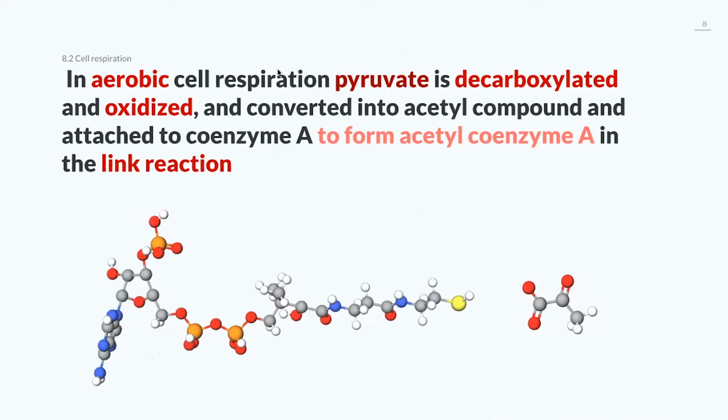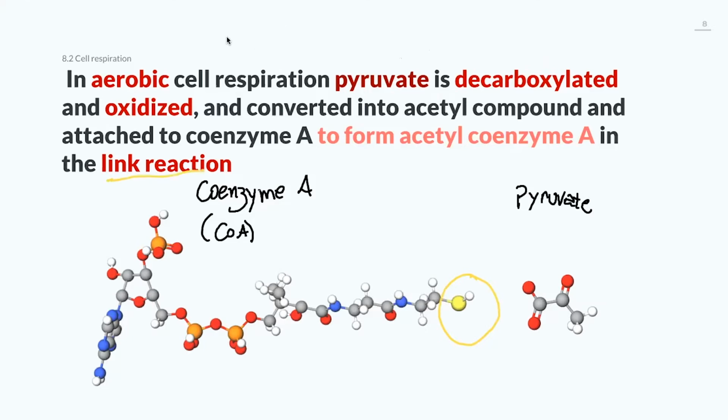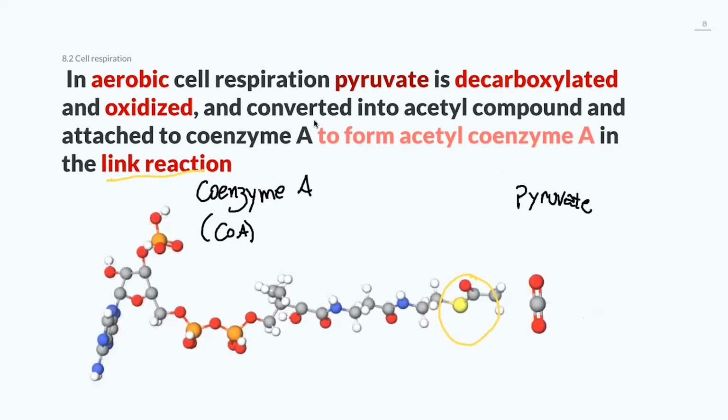So here we have these molecules. Now, do you need to know the structure of this monstrosity? No, but you need to know that this is coenzyme A, also known as CoA. And this is pyruvate. Also, you do not need to know the structure. It's just here. And then the link reaction is this. Now take a look at this guy.